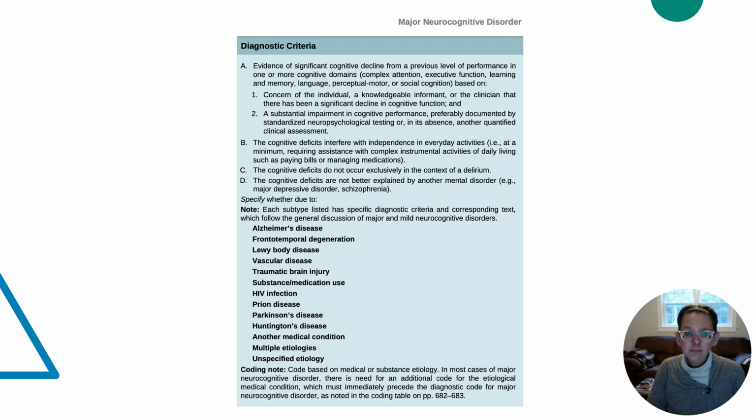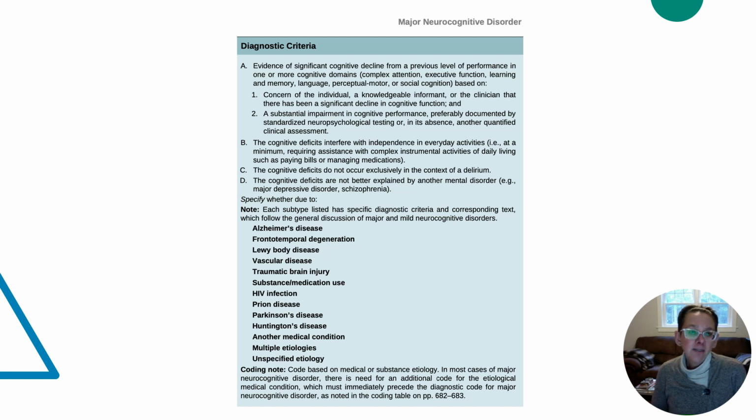So we have major neurocognitive disorder. I'm sad that the DSM starts with major instead of mild. It would be easier the other way. I guess I could have switched the slides around, but we'll go with what the DSM has first. Major neurocognitive disorder. Just be aware, each subtype listed has specific diagnostic criteria. I'm going to go over the major neurocognitive disorder, but I'm not going to go over each specific subtype in detail. You're grown, you can read. I definitely recommend that you review those.